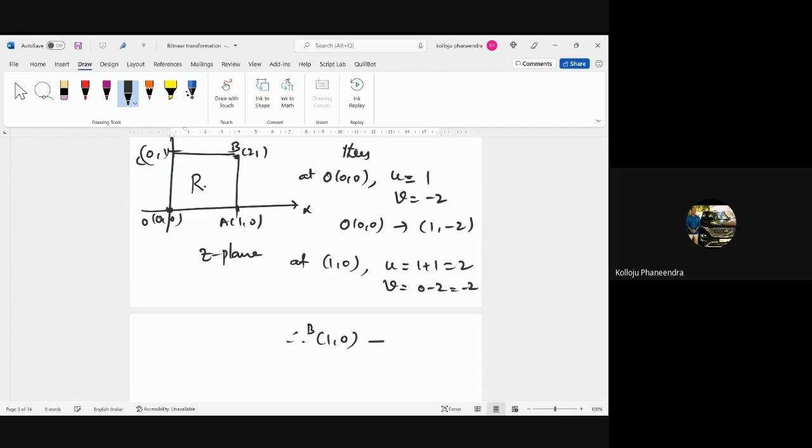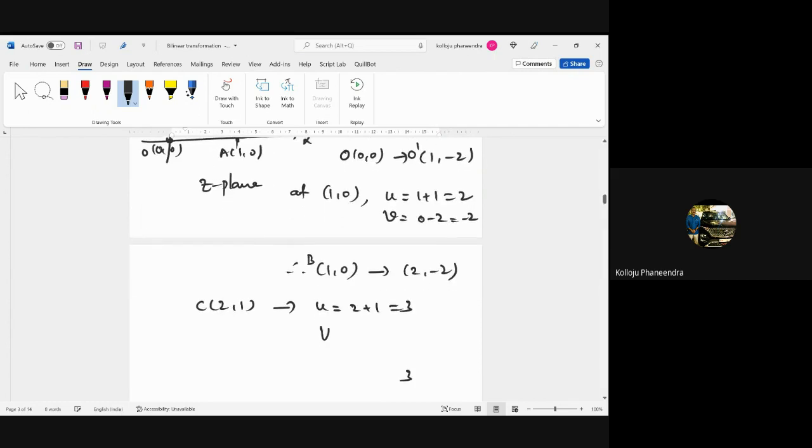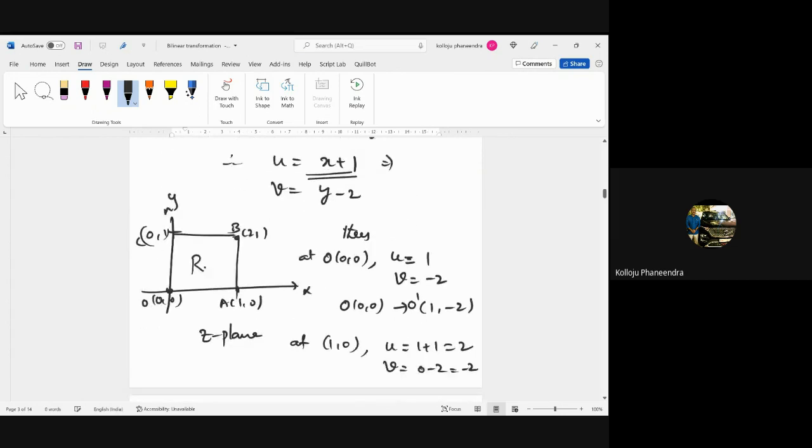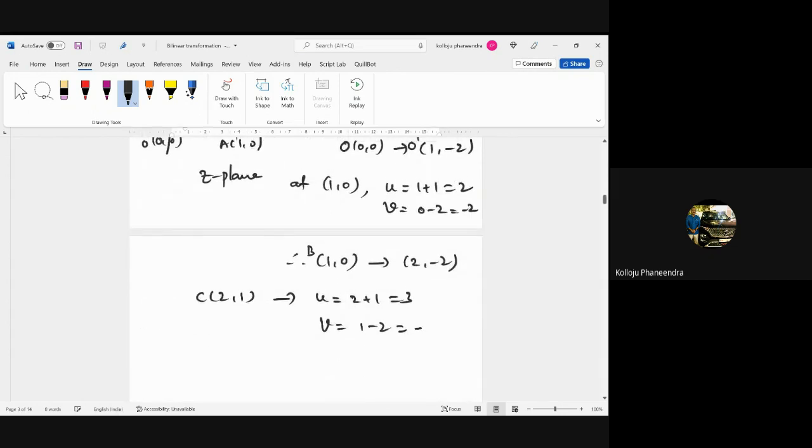Therefore, B is mapped to what? I will take another point, O dash. This is mapped to 2 comma minus 2. Similarly, what is this point C? 2 comma 1 is mapped to what? U value is what? X plus 1, that is 2 plus 1, 3. And V value is what? Y minus 2, 1 minus 2, that means minus 1.